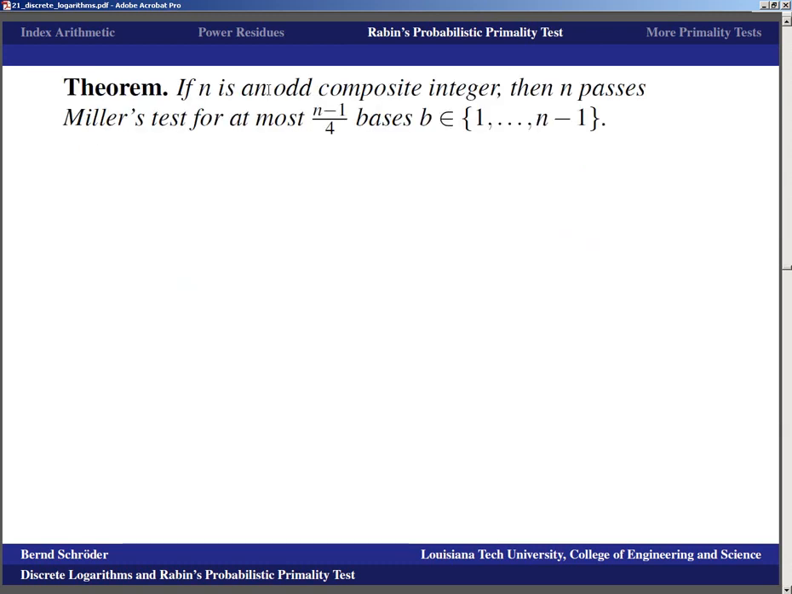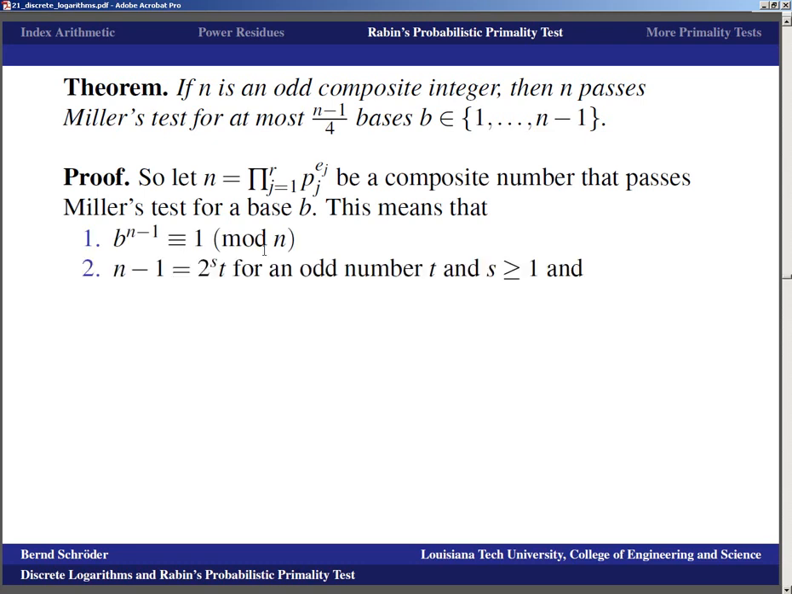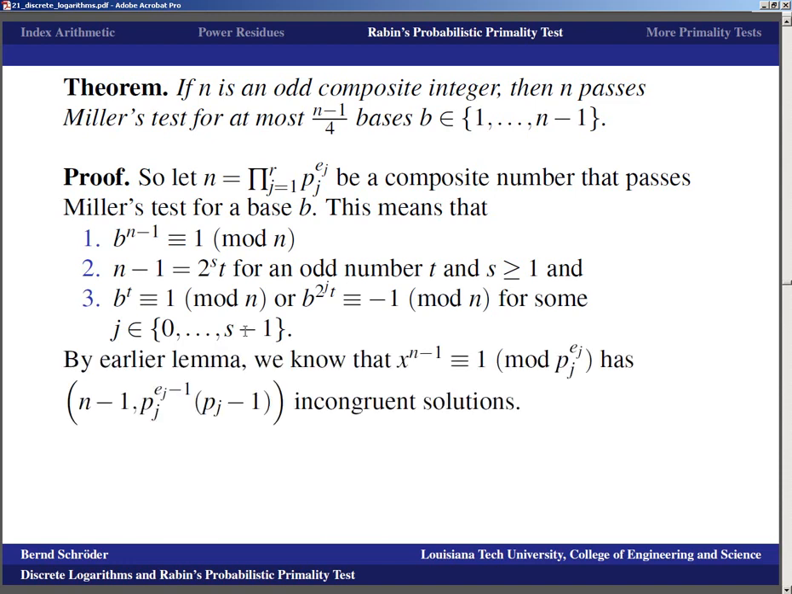Okay, so now the theorem is that if n is an odd composite integer, then n passes Miller's test for at most (n-1)/4 bases b in the set 1 through n minus 1. Okay, proof. Well, so let n be the product of p_j^e_j. Let that be a composite number that passes Miller's test for a base b. That'll mean that b^(n-1) is 1 modulo n. It'll mean that n minus 1 is 2^s t for an odd number t and s greater or equal than 1. And it'll mean that b^t is equivalent to 1 modulo n, or b^(2^j t) is equivalent to negative 1 modulo n for some j from 0 to s minus 1.